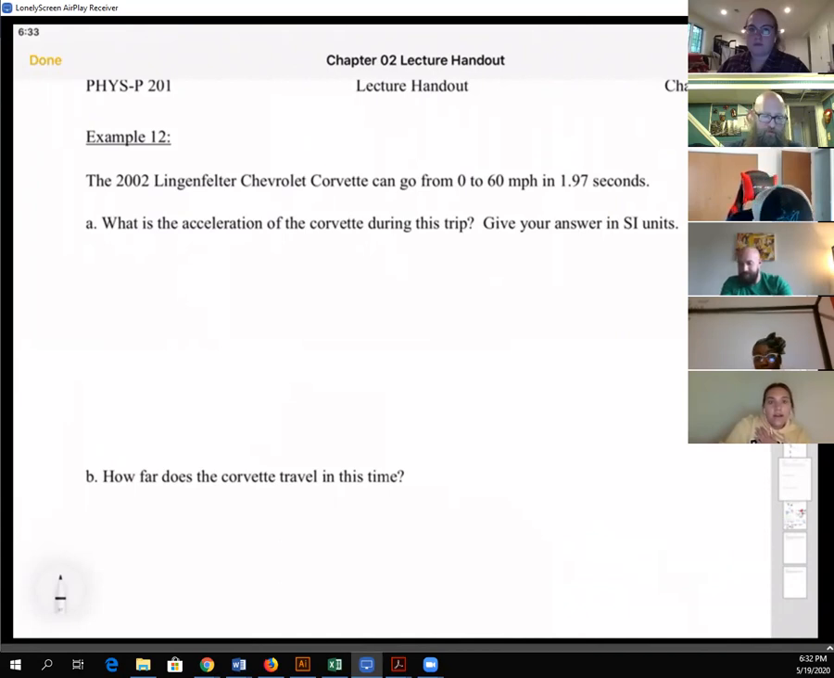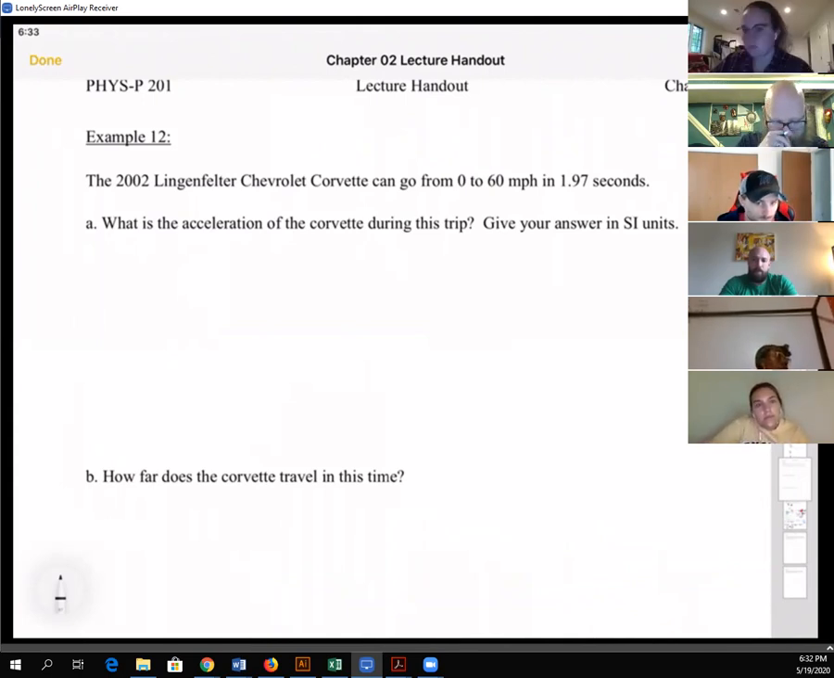So the 2002 Lingenfelter Chevrolet Corvette can go from 0 to 60 in about 2 seconds. I assume that it could in 2002. Maybe it can't anymore. This was the record at the time that I first started teaching, and I haven't bothered to update this since. I didn't say it's the record in the handout, so we're just going to say this is true. So we could ask, what is the acceleration during this trip?